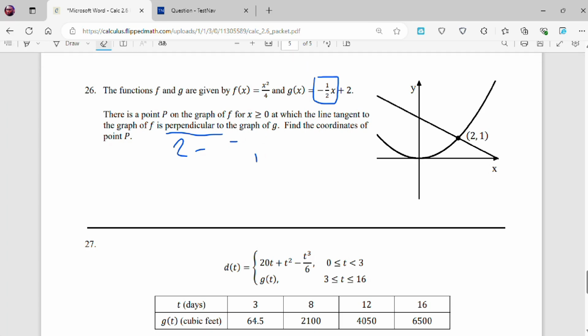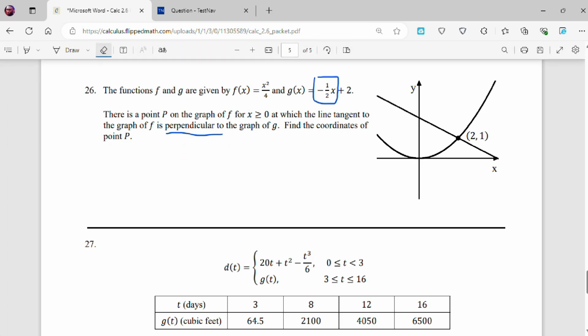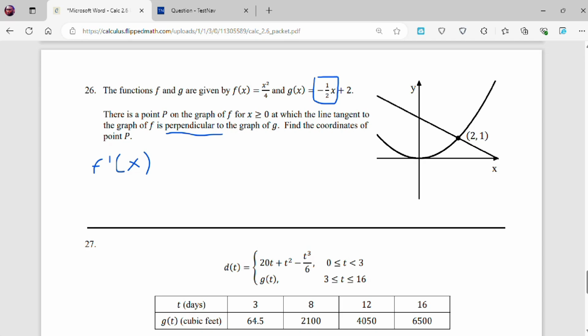That being said, that is going to be the slope of f of x. So we have to find f prime of x, and then after we find it, f prime of x has to be 2. F prime of x has to be 2 since it's perpendicular to the graph of g when f prime of x is 2, right? Okay.